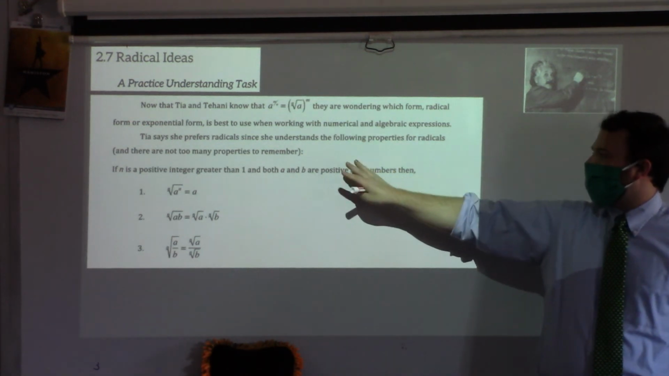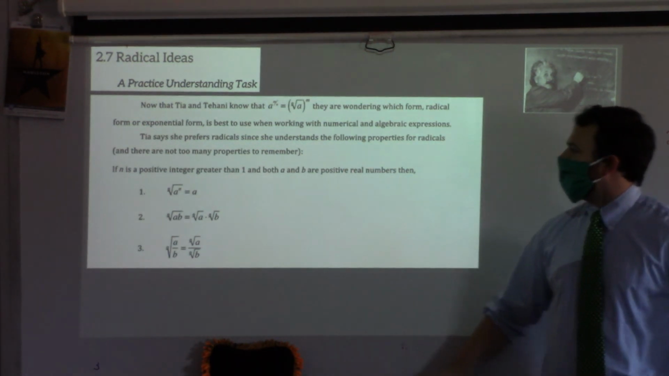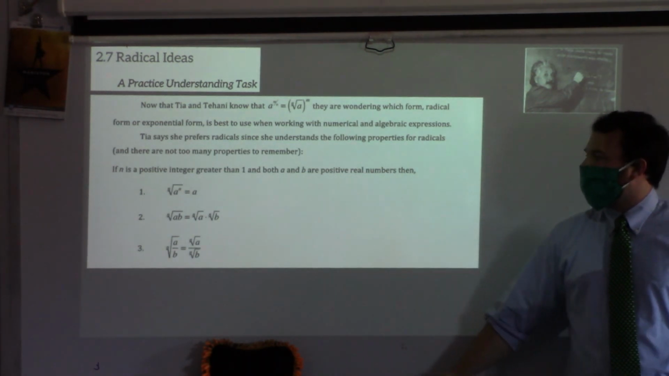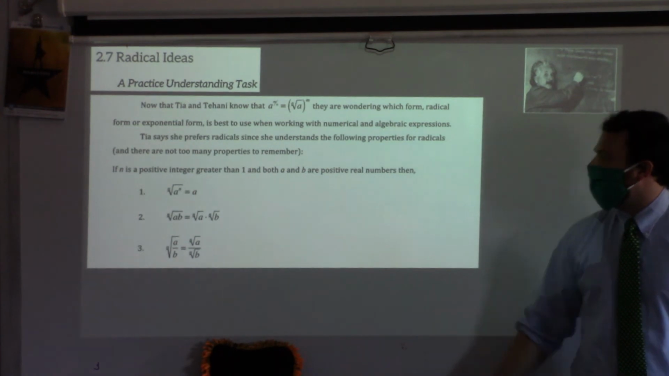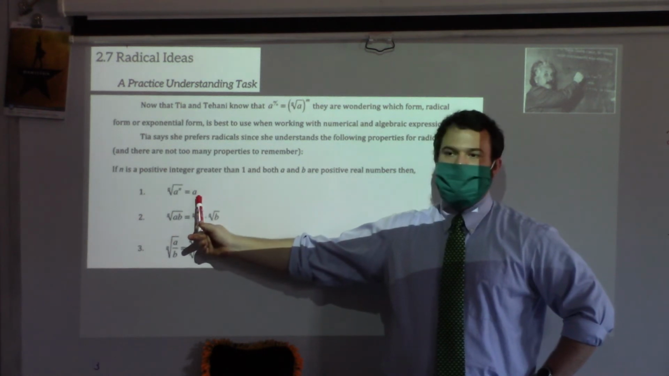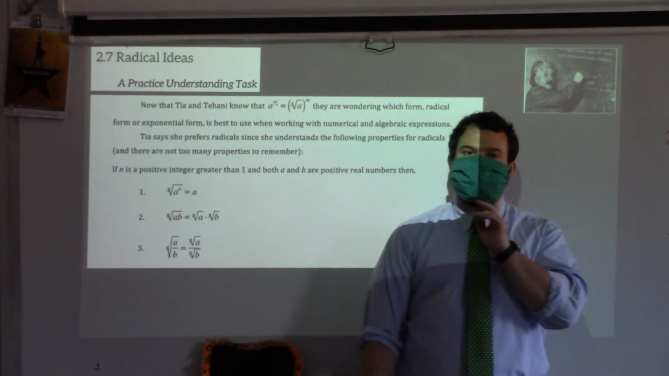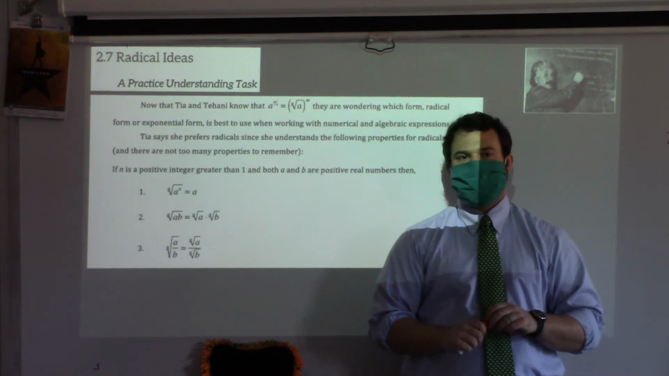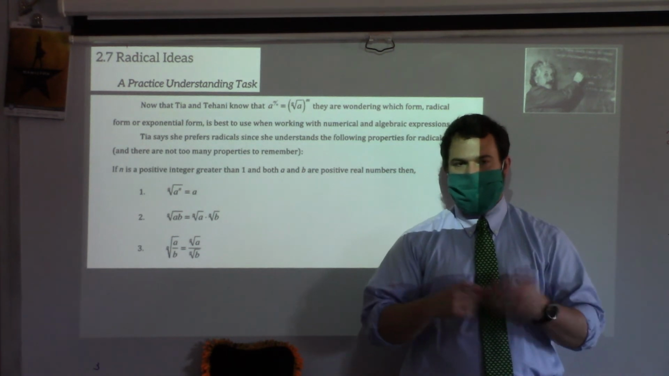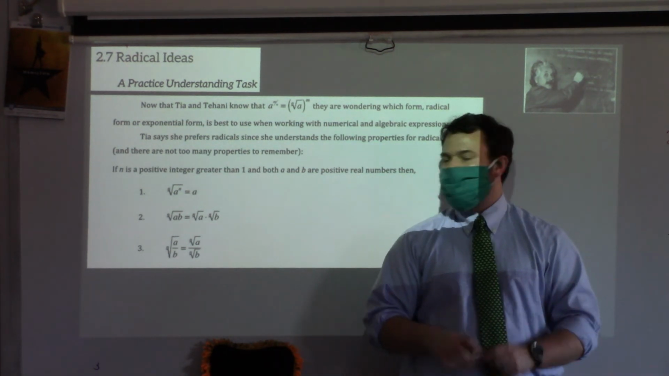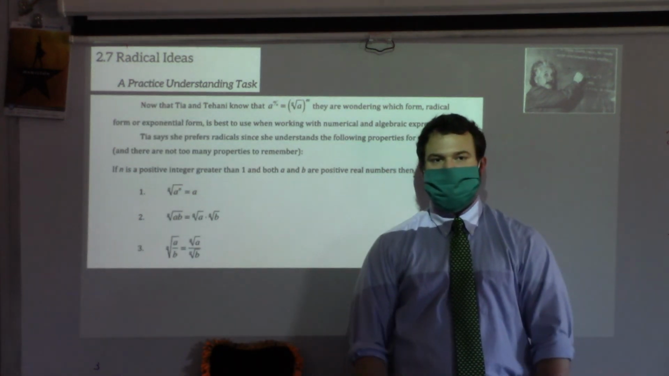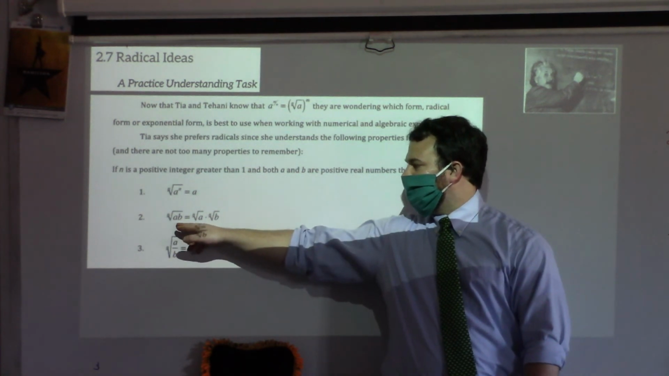Tia says she prefers radicals, since she understands the following properties for radicals, and there are not too many properties to remember. If n is a positive integer greater than 1 and both a and b are positive real numbers, then the nth root of a to the n is just a. So if the root and the power are the same, what do they do to each other? They cancel out, right? A big part of simplifying radicals is just understanding, hey, if the root and the power are the same, they cancel each other out. And we can use that in a lot of these situations.